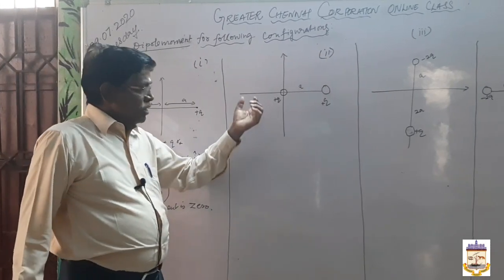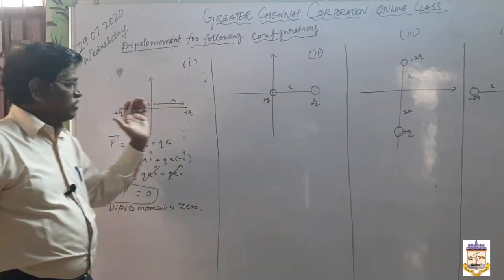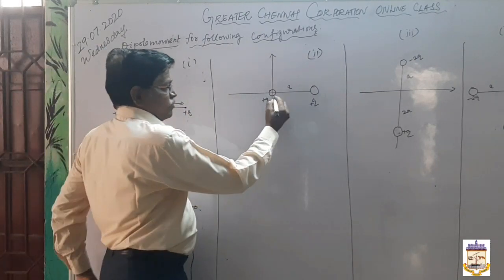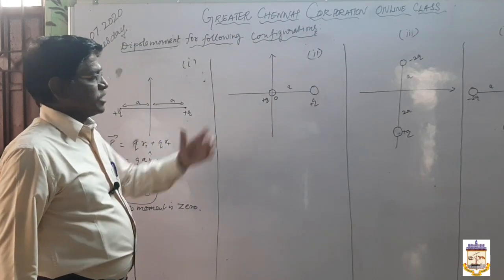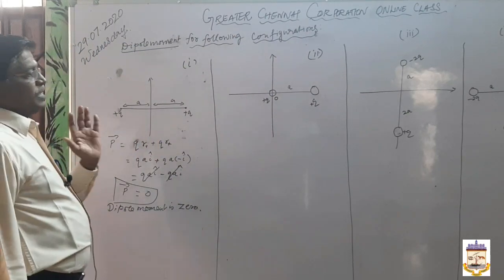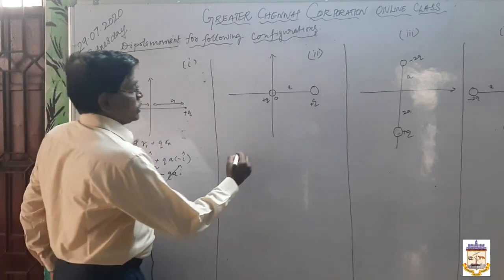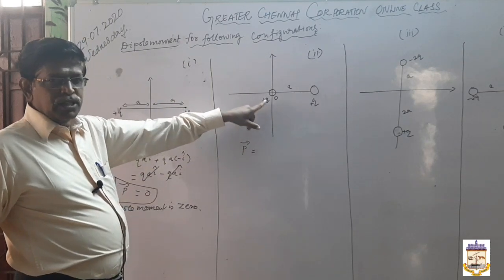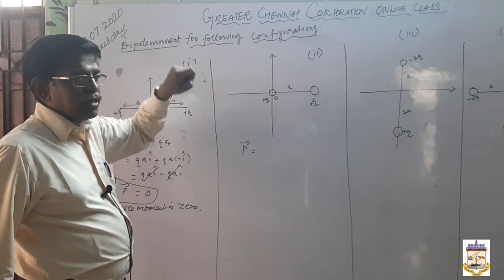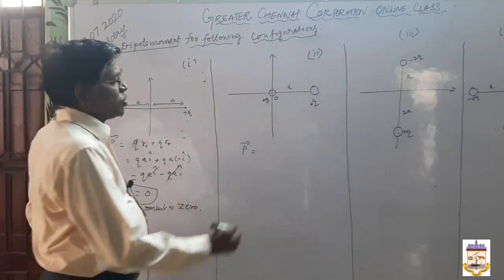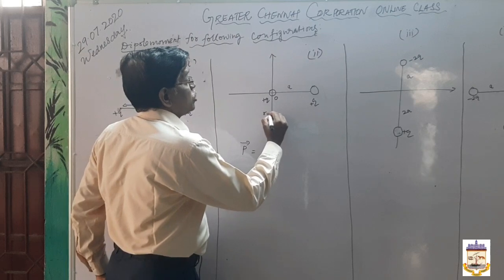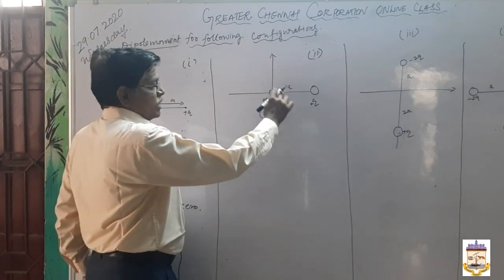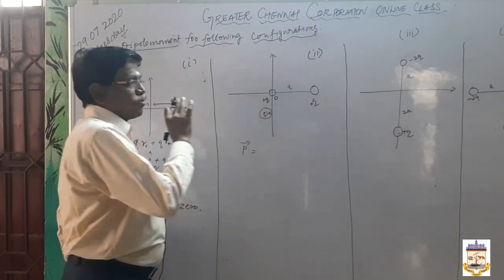In this second problem, again two positive charges are there, but instead of being at this distance in the negative axis, the charge is kept at the origin itself. Now in this case, what is the dipole moment for this configuration? So the dipole moment notation is p vector. Since this charge is placed at the origin, its position vector is 0. So r plus becomes 0, and the moment of this charge becomes 0.